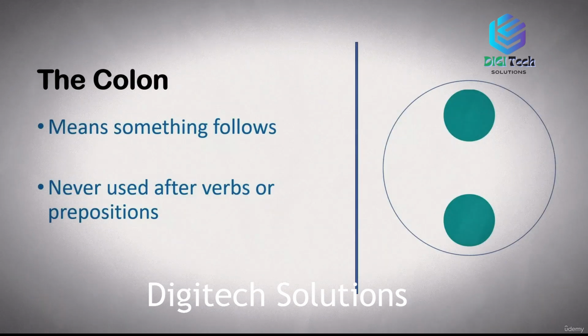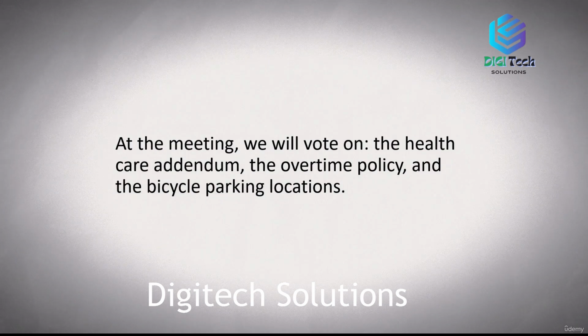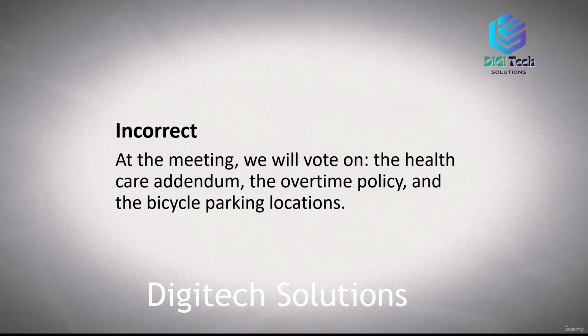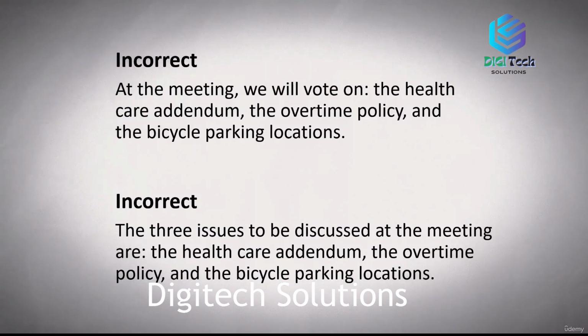So a conjunction, and, but, or, for example, must be added, or the semicolon, which is stronger, can be used. The colon, on the other hand, always means something follows, such as a list, and is never used correctly after a verb or a preposition. At the meeting, we will vote on, colon, the healthcare addendum, the overtime policy, and the bicycle parking location. That is an incorrect use of the colon. This is also incorrect. The three issues to be discussed at the meeting are the healthcare addendum, the overtime policy, and the bicycle parking locations. In both examples, the colon should be deleted.